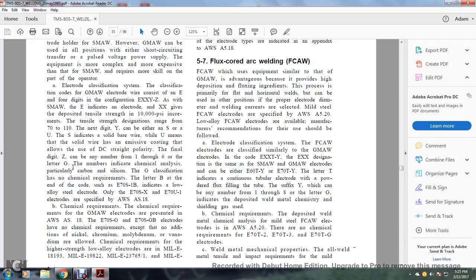The number indicates the chemical analysis, particularly carbon and silicon. The G classification has no chemical requirements. The letter B at the end of the code, such as E70S-1B, indicates a low alloy steel electrode, only on the E70X. E70X-U1 electrodes are specified in American Welding Society A5.18.